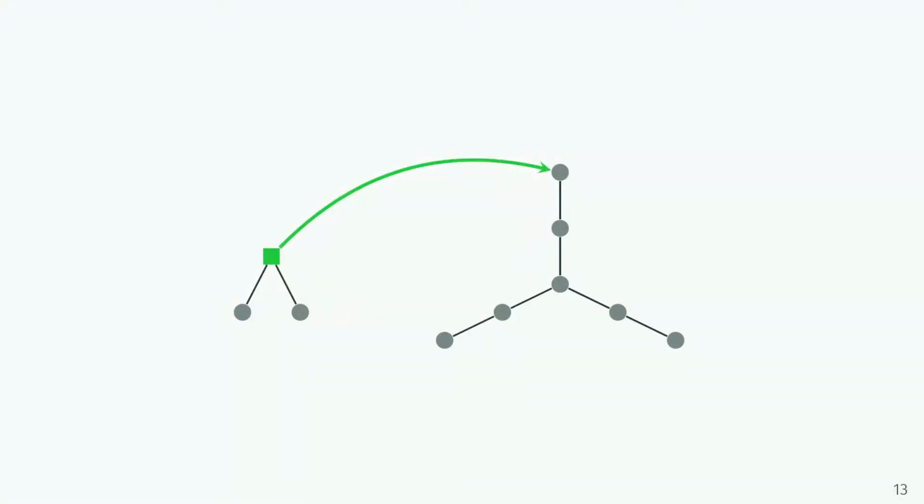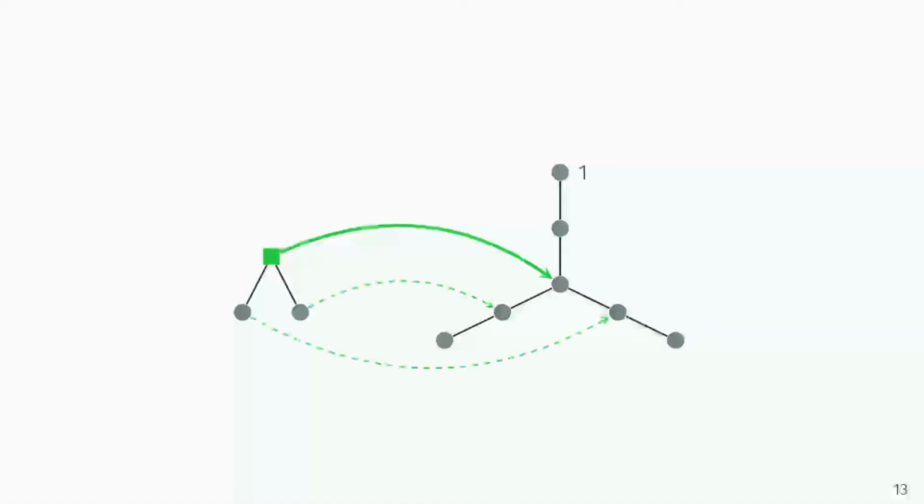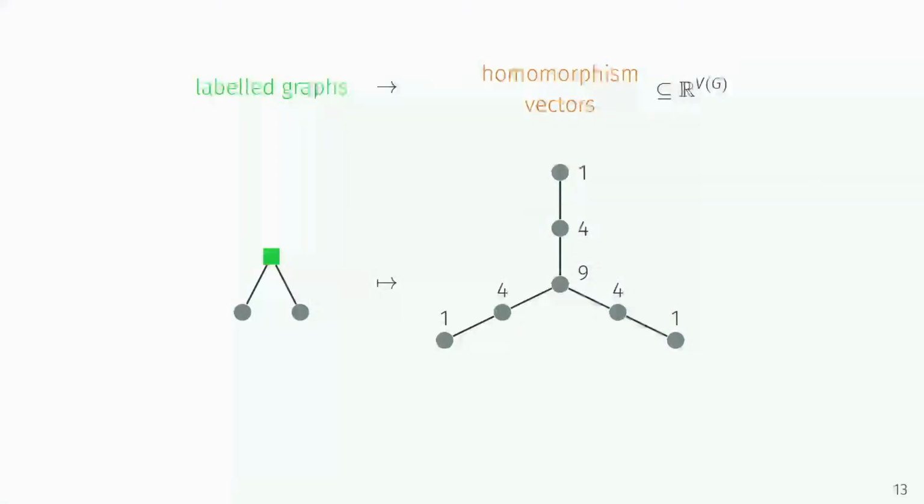If the labeled vertex is mapped up here, then there's only one homomorphism, namely this one. So we would record the number 1 for this vertex here on top. If the labeled vertex is mapped to the center, then we have this homomorphism and 7 more homomorphisms. In total, we get 9 homomorphisms in that case. And continuing like this, we obtain a vector, one number for every vertex of the right-hand side graph. And this is the homomorphism vector of this labeled graph with respect to this right-hand side graph, G. Okay, now why is that nice?